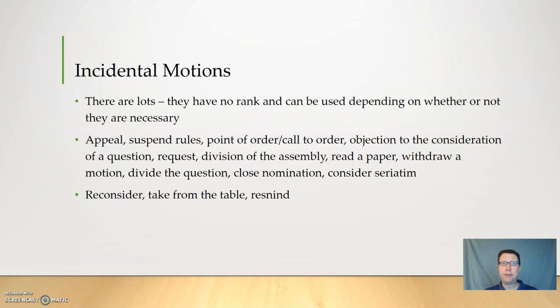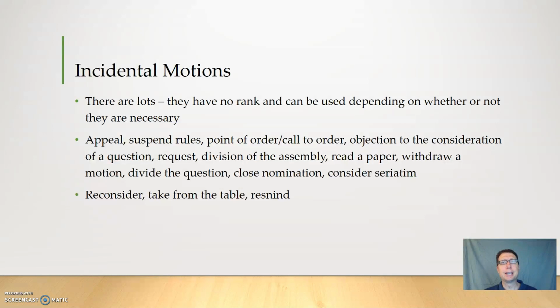There's lots of incidental main motions, or incidental motions. They don't have a rank, and they can be used depending on whether or not they're necessary. So here they are. I move that we suspend the rules. I move a point of order. I object to the consideration of a question. I want to divide the assembly. That means that instead of a voice vote, we do a different kind of vote.